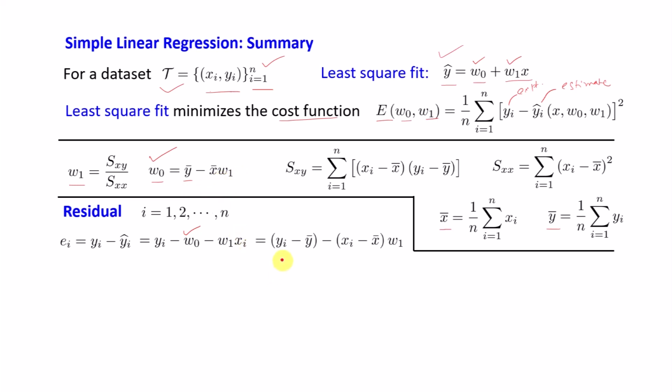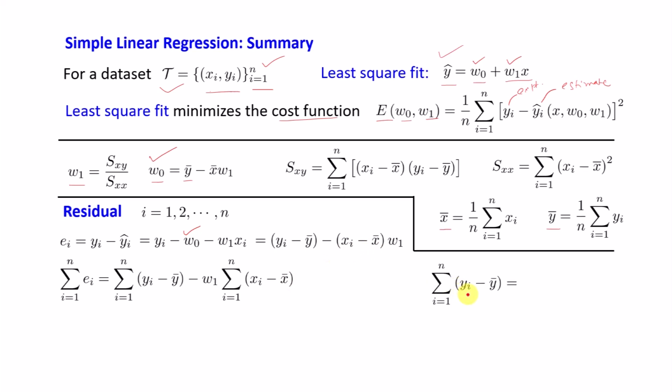Therefore, what I have is yi minus y bar minus xi minus x bar times w1. So if I now sum this ei from i equals 1 to n, what we will get is the sum of yi minus y bar minus w1 multiplied by xi minus x bar. So let us check this yi minus y bar, the sum of that.